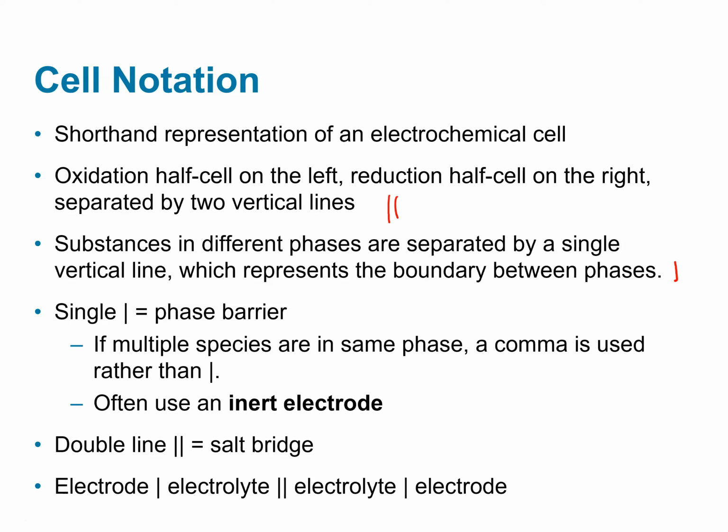And you can also include an inert electrode in this. So you can also think of the double line as your salt bridge, if you're so inclined. So if you look at this final bullet, the easiest way to set these up fast is to have your electrode followed by a single line, followed by your electrolyte, followed by your double line, followed by electrolyte on the other reduction half cell, followed by your electrode on your reduction cell. So remember, first side is oxidation, second side's reduction.